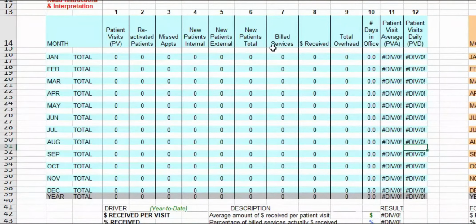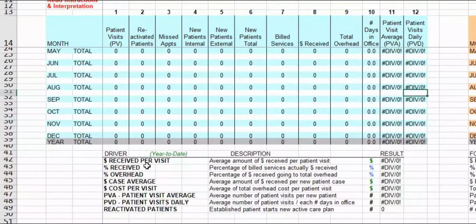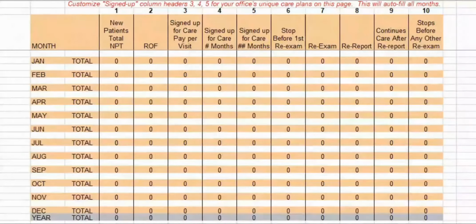Now, obviously, those numbers can come down here and we can see how much money we're receiving per visit, percent received, overhead, all that kind of stuff. Now, what really makes this one different is what we see in the brown section over here. We're going to be taking a look at not only the number of new patients, but how many reported findings we did. How many people of these reported findings signed up for care, pay per visit, or for a bigger plan, 1 to 2 months, or possibly a bigger plan, 6 months to a year.